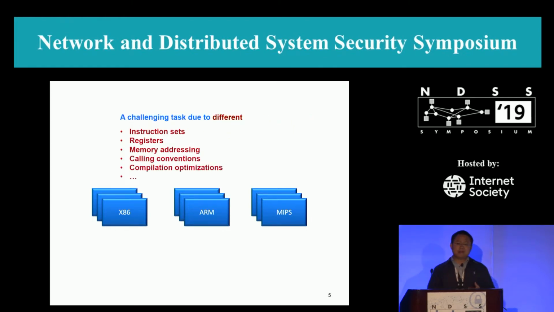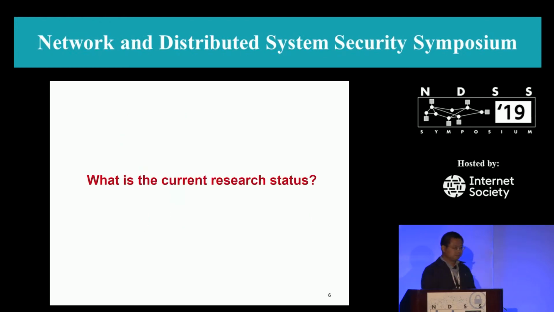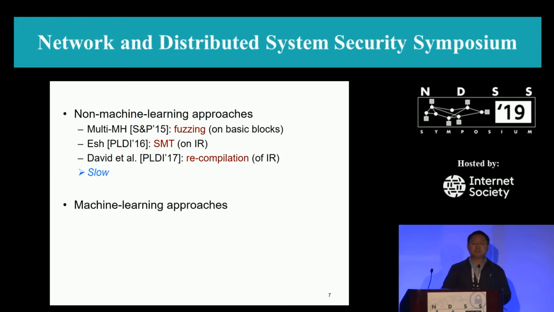But this is a very challenging task because binaries of different architectures have very different instruction sets, registers, memory addressing modes, calling conventions, and compilation optimizations. So what's the current research status? There are mainly two categories of research. The first category uses techniques like fuzzing, SMT solvers, and recompilation. So they tend to be slow.